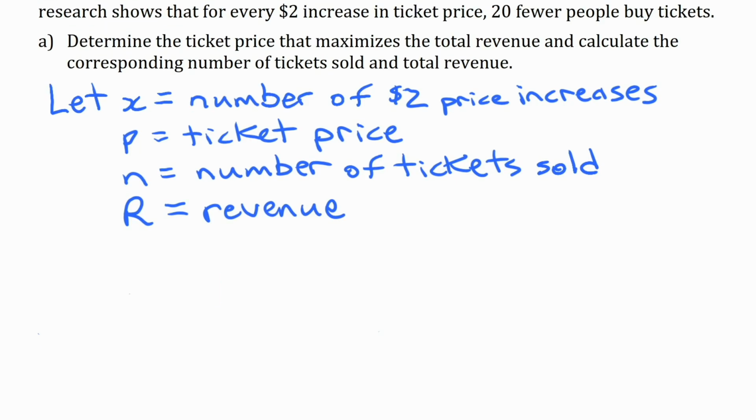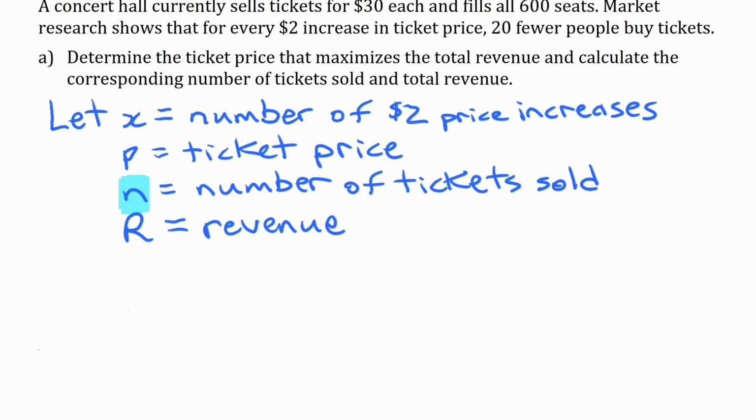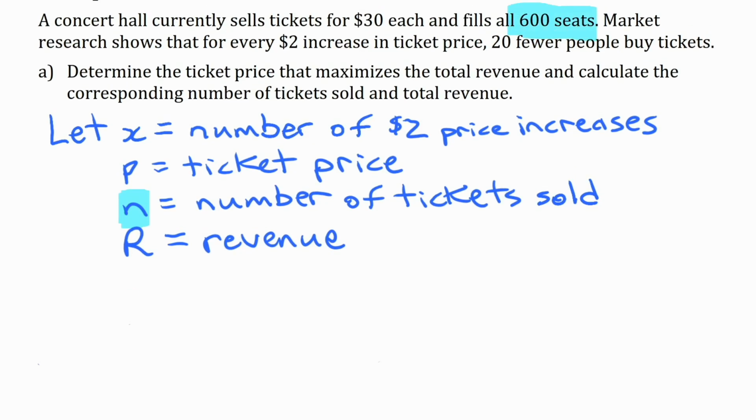The first equation we're going to write is something pretty basic in economics that relates revenue to the price you're selling something for and how many you sell. If you sell a certain number of tickets, like currently we're selling 600 tickets, for a certain price, at this point $30 each, you just multiply those two things to get your revenue. Currently, $30 times 600 gives you total revenue of $18,000. So our equation is revenue is equal to the ticket price times the number of tickets that you sell: R = P times N.